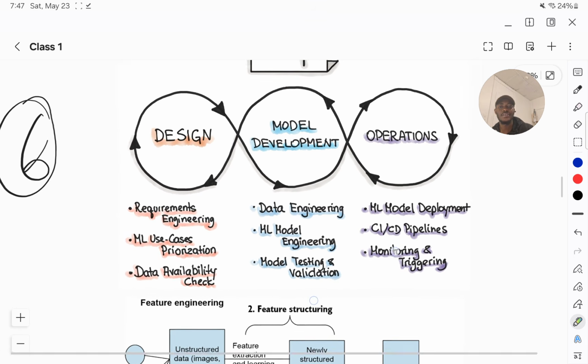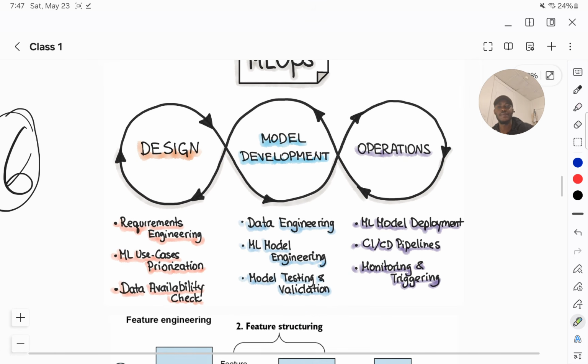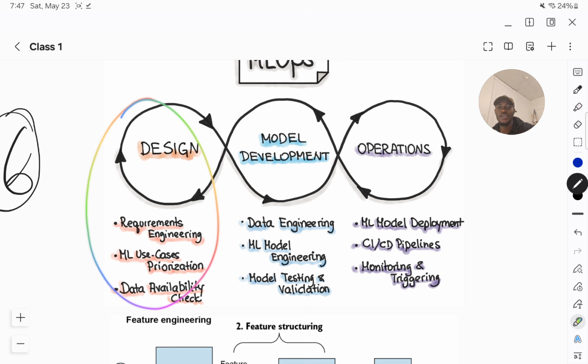So what are the phases here? The first phase is the design phase. First, we need to find out the requirements. Let's pick an example of cancer detection. A healthcare company wants to collect images and then predict cancer or classify cancer images. So we have to find out the requirements of such engineering processes.